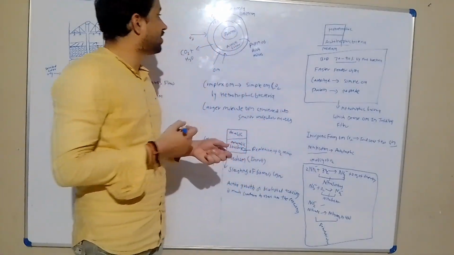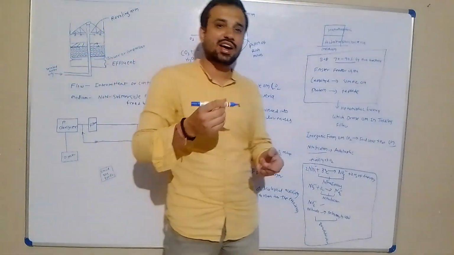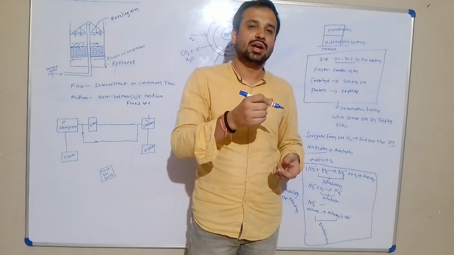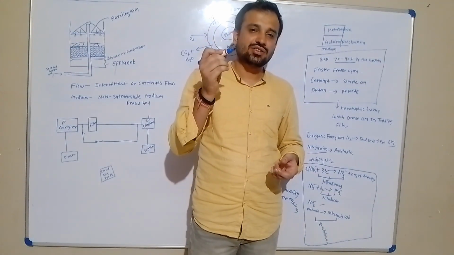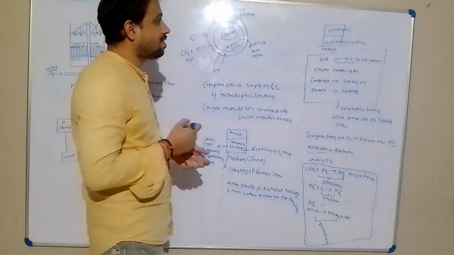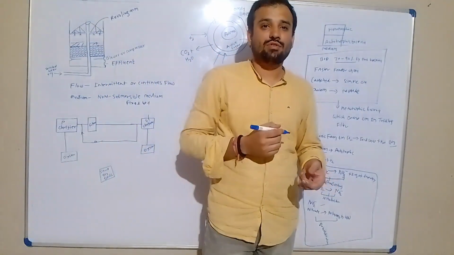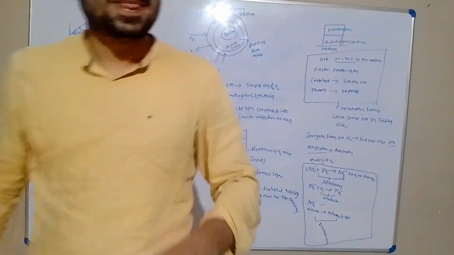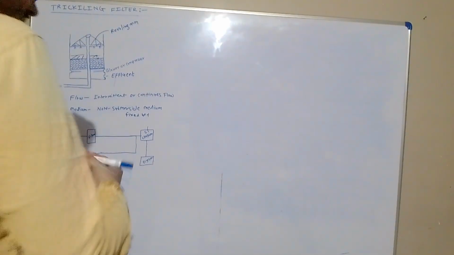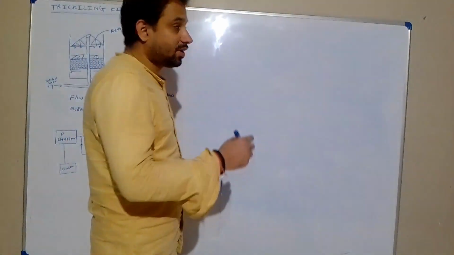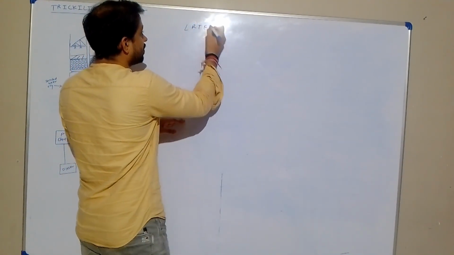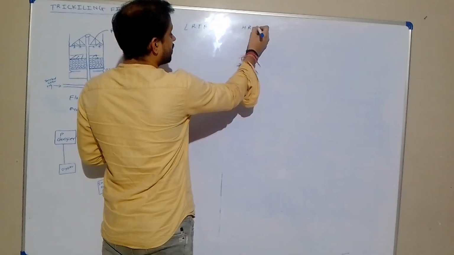So there are two types of trickling filter: low rate trickling filter and high rate trickling filter. In the low rate trickling filter we do not provide recirculation. For the high rate trickling filter we provide recirculation. So this is what the trickling filter is.